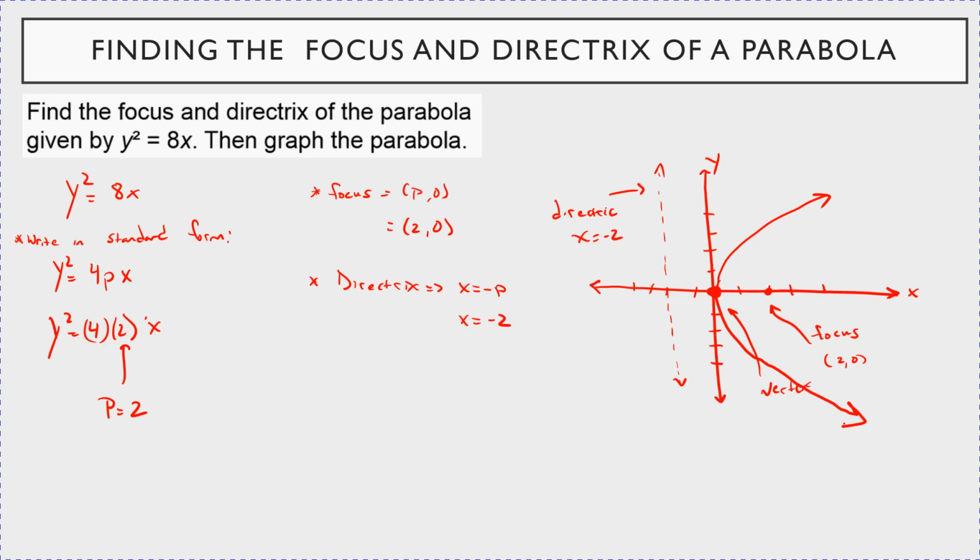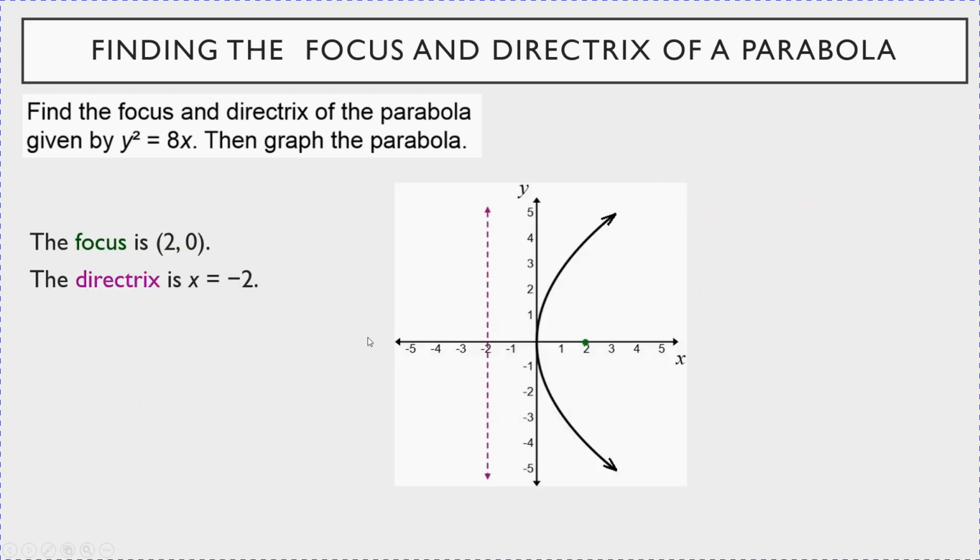And we got it. So what we wanted to do was find the focus, directrix, and then just roughly sketch it. And you can see here, here's a little bit better version of it. And again, focus is 2 comma 0. Directrix is that line, x is equal to negative 2. All right, let's try another one.